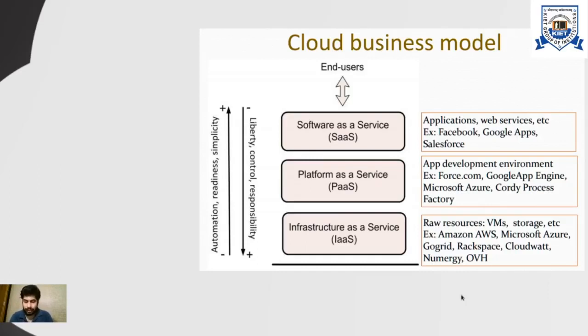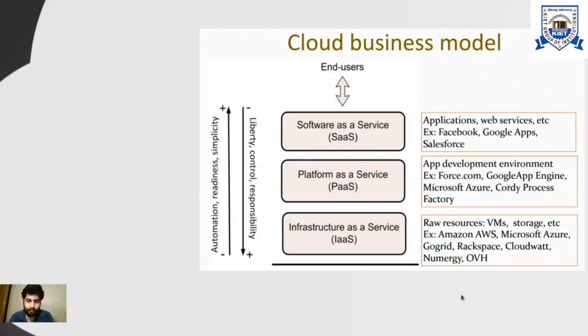When I say business model and when I say service model, both are the same thing, so you don't have to get confused. We will study this in detail in our next videos, but right now let's have an overview. Basically we have segregated cloud business models into three different parts. First is infrastructure as a service, second is platform as a service, and third is software as a service.